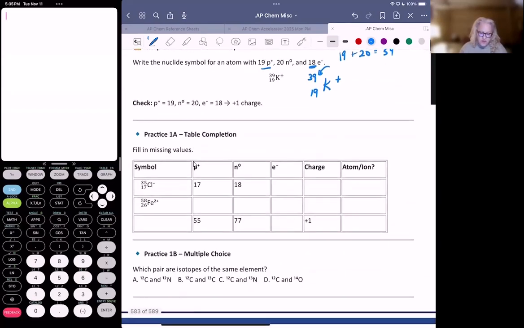What I want you guys to do is do practice 1A, fill in the table, and then we'll do it together. I'll give you a couple minutes.